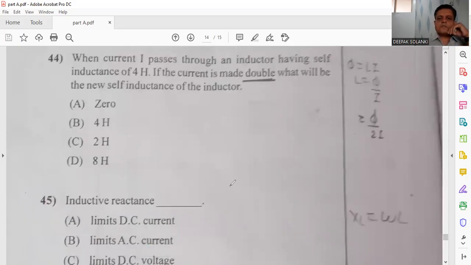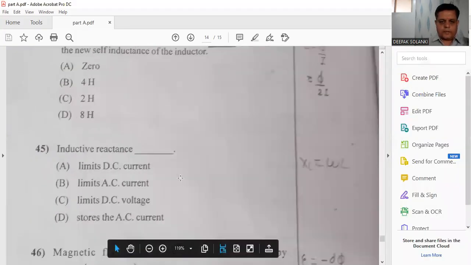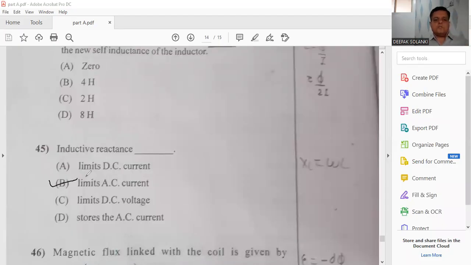When current I passes through an inductor having self-inductance of 4 Henry, if the current is made double, what will be the new self-inductance of the inductor? Okay, so we know that self-inductance does not depend on current, so it will remain 4 Henry. Inductive reactance: what happens? The inductor does not let the current change, so it limits AC current.